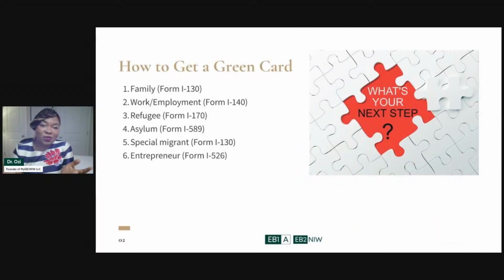So for those of you who can see what I'm going to share here, there are several ways to get a U.S. green card. There's so many different ways. And what is the benefit of having a green card over a visa? The benefit is you get to live in the U.S. indefinitely. You can change employers. If you decide that you don't want to work for this employer anymore, you're not tied to them because they're filing for you.